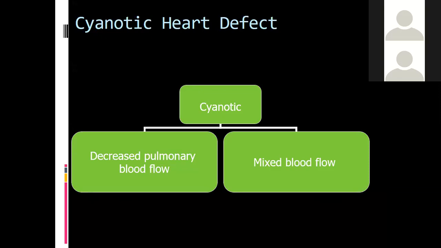Number one, there is transposition of the great arteries, and they also have tetralogy of Fallot, and truncus arteriosus. These are the four main lesions that occur within cyanotic heart disease.